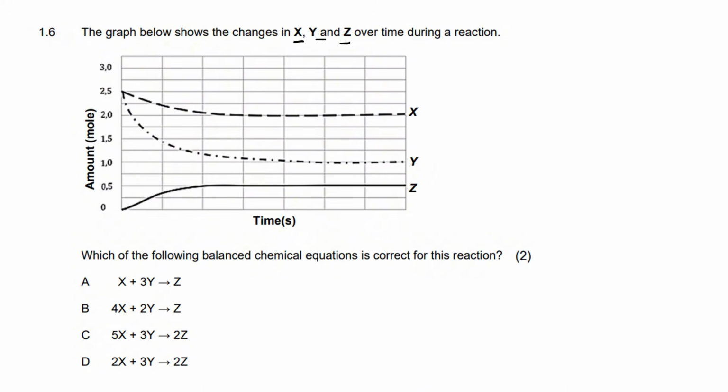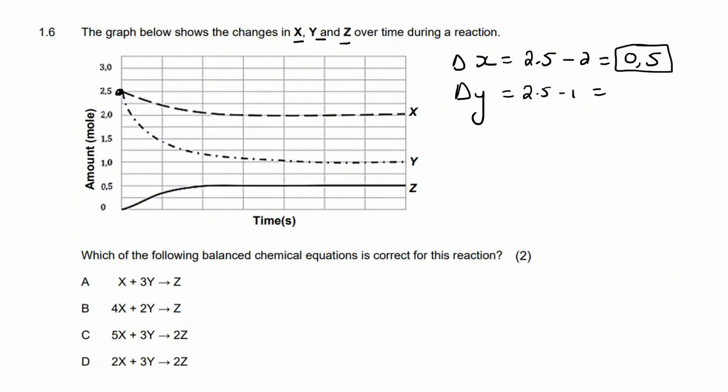Okay, so what you need to understand, now if you look at X, it started at 2.5 and it ended at 2. Okay, so X was 2.5 minus 2, so how much did it change by? It changed by 0.5. If you look at Y, it started at 2.5 moles and it ended at 1 mole. So how much did it change by? It changed by 1.5. Okay, and then if you look at Z, how much did it change by? It went from 0 to 0.5.